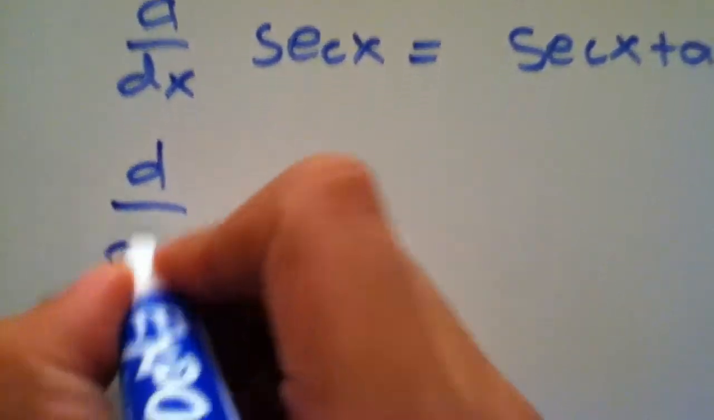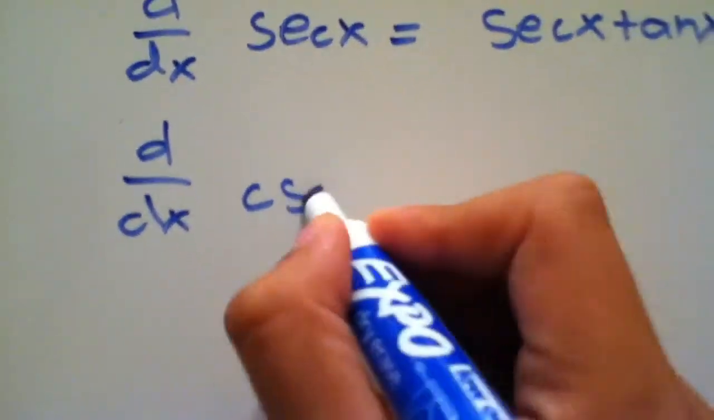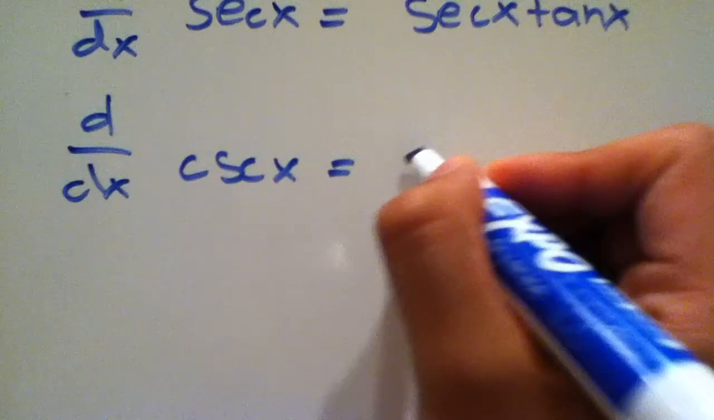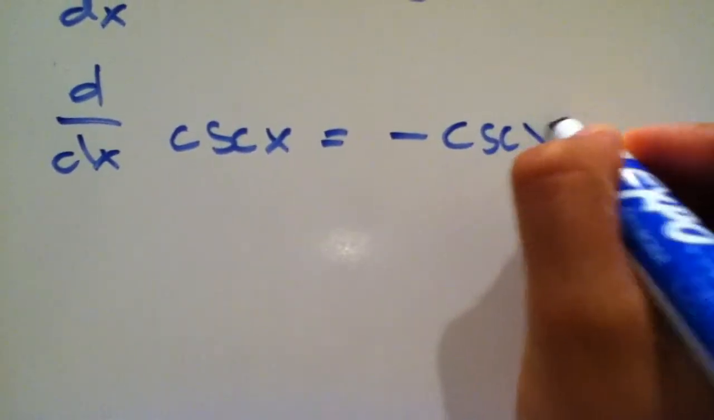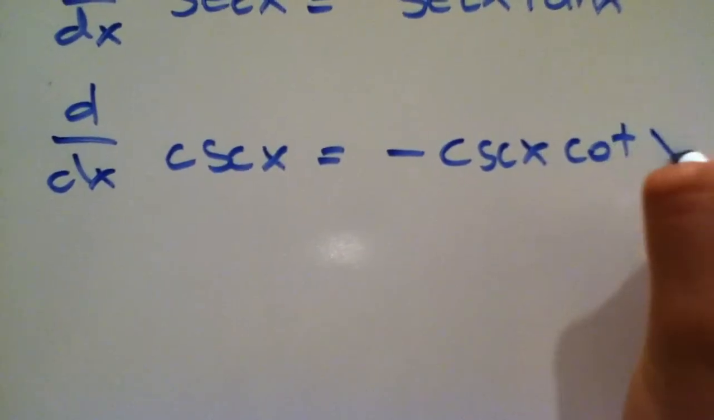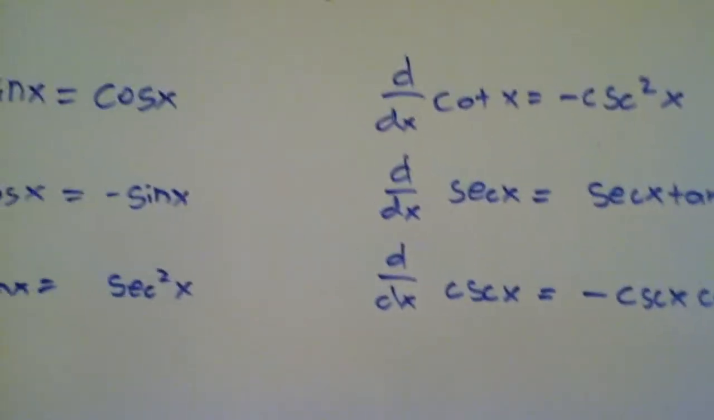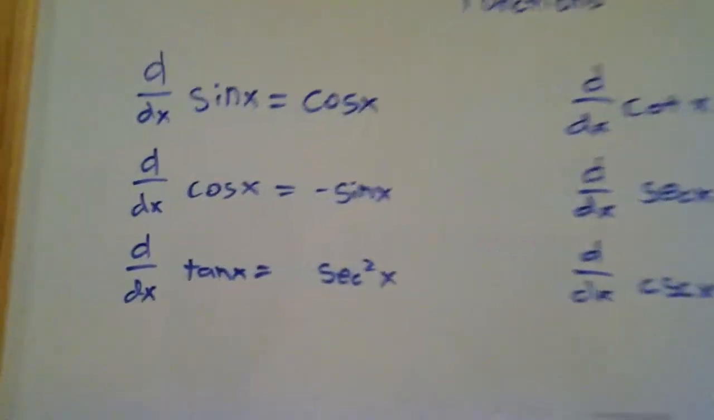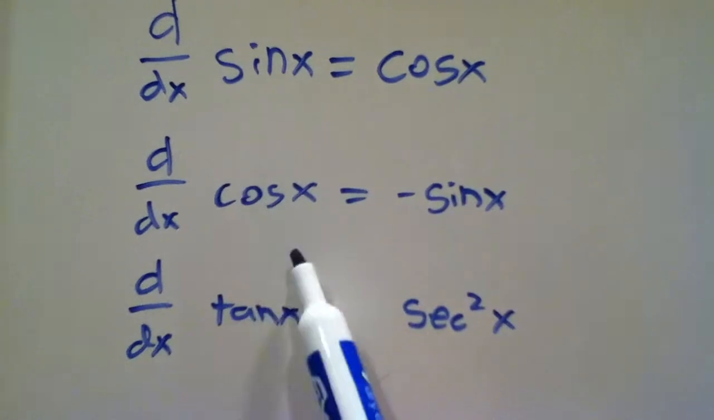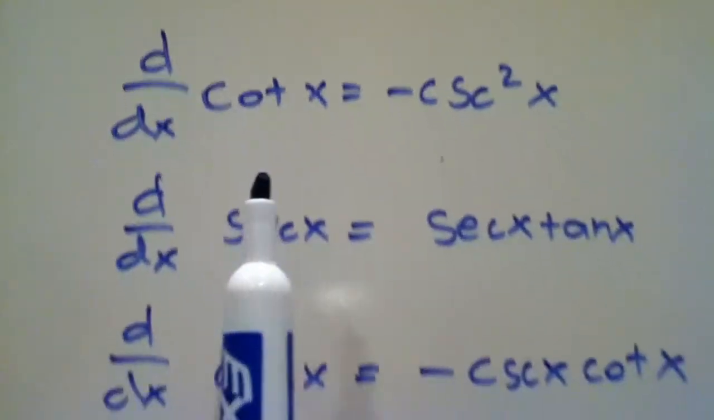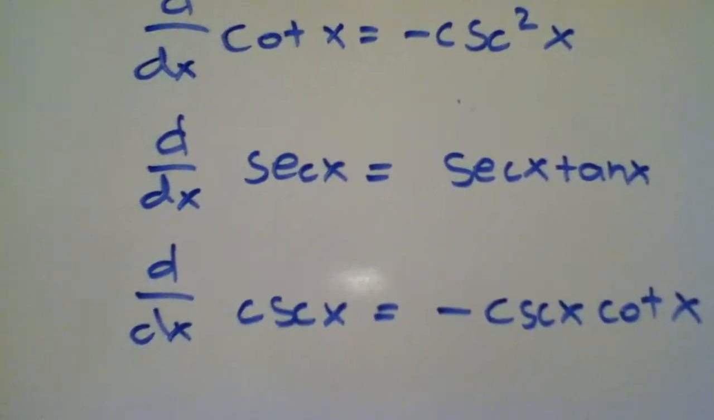And the derivative of cosecant x is equal to negative cosecant x cotangent x. So these are all the 6 trig functions: sine, cosine, tangent, and cotangent, secant, and cosecant.